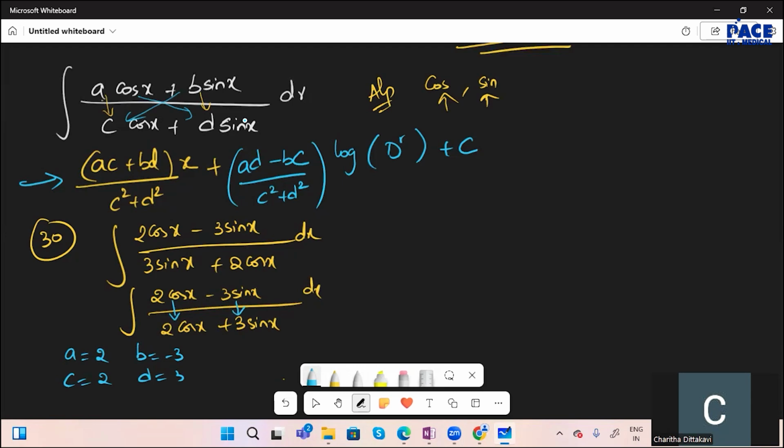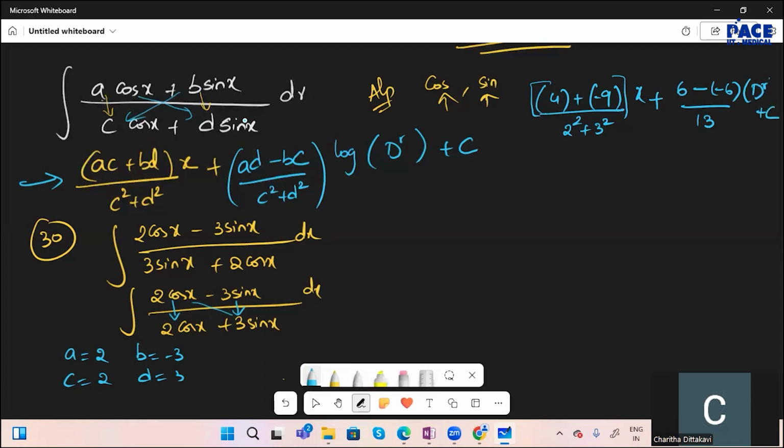AC plus BD. So that is 2 into 2, 4, plus minus 3 into 3, that is minus 9, upon C square plus D square, that is 2 square plus 3 square, the whole into x. Next, plus the cross product is what I'm going to go with. 2 3s are 6, minus of minus, that is minus of minus 6, by some value in the denominator. What is that value? It is nothing but 2 square plus 3 square, which is 9 plus 4, which is 13, into the denominator as such completely, plus C.